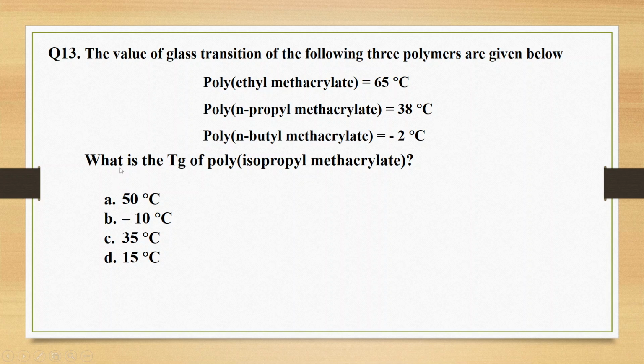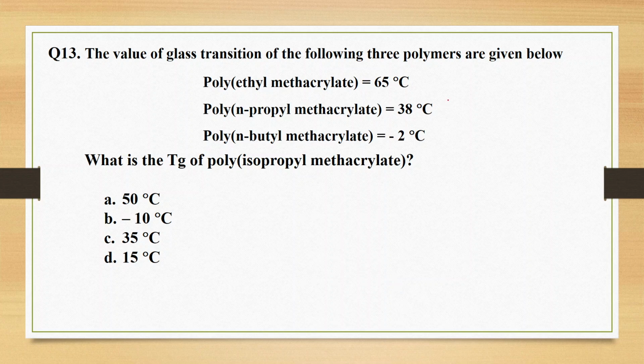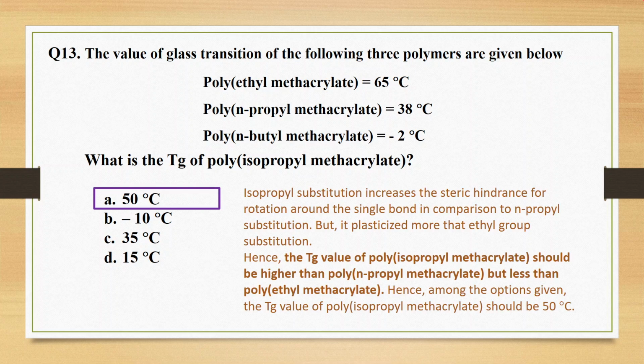Now they have asked what is the Tg of polyisopropyl methacrylate. I should have mentioned more, like what should be the closest Tg value for polyisopropyl methacrylate? I have already 2 answers. Very good. Was this discussed in lecture? I don't know. If it was, then also fine. Okay, so everybody is giving the correct answer. The correct answer was 50 degrees C. I think everyone knows the answer.